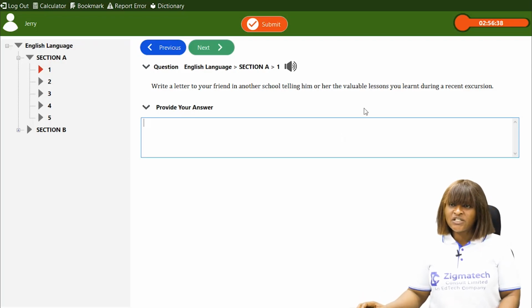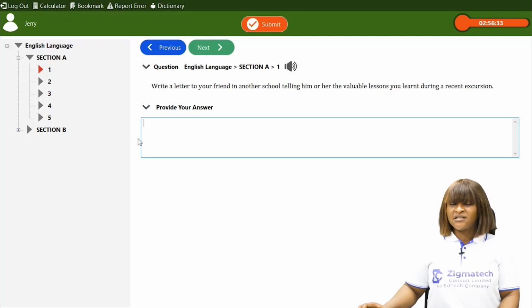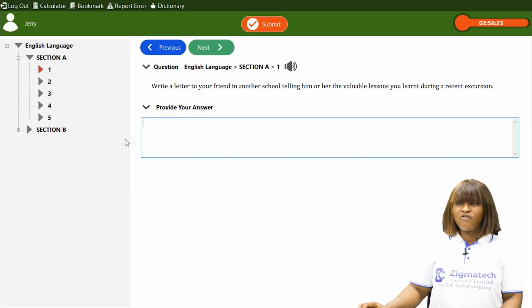So I would be expecting you to go through our exam guide and make attempts to look at some letter writing questions and identify which is an informal letter and which is not an informal letter.